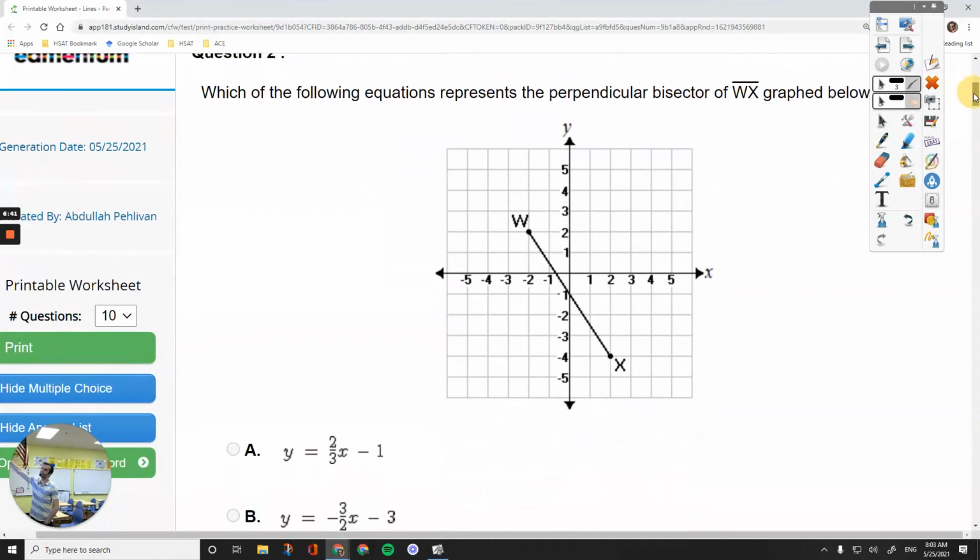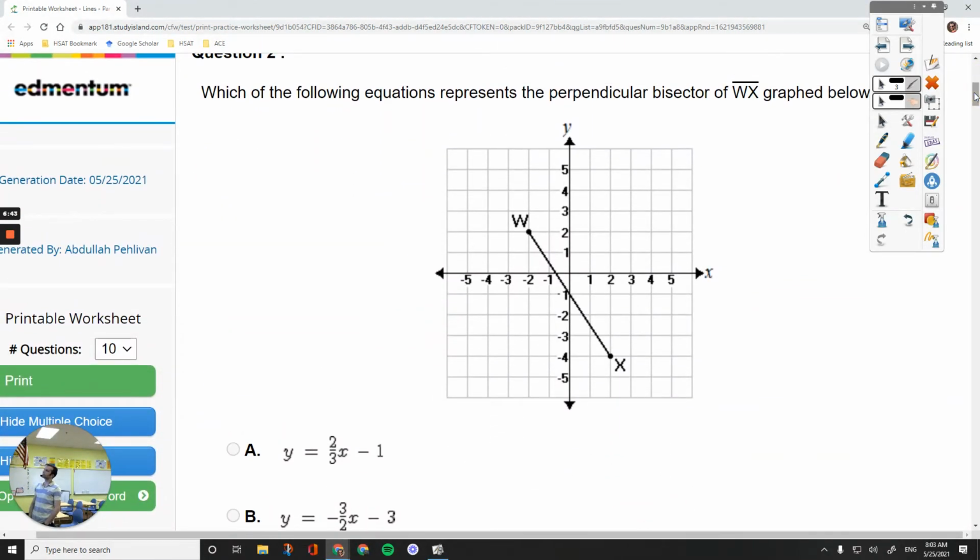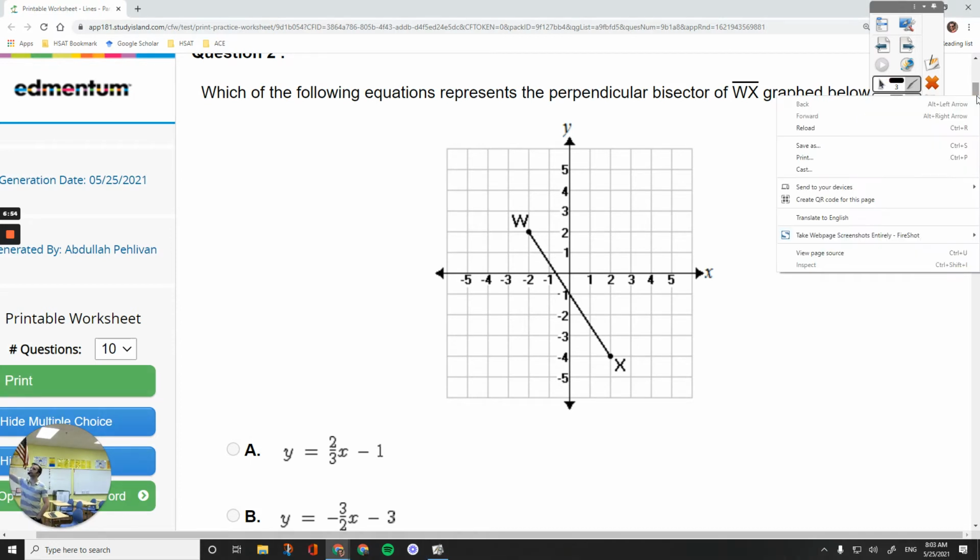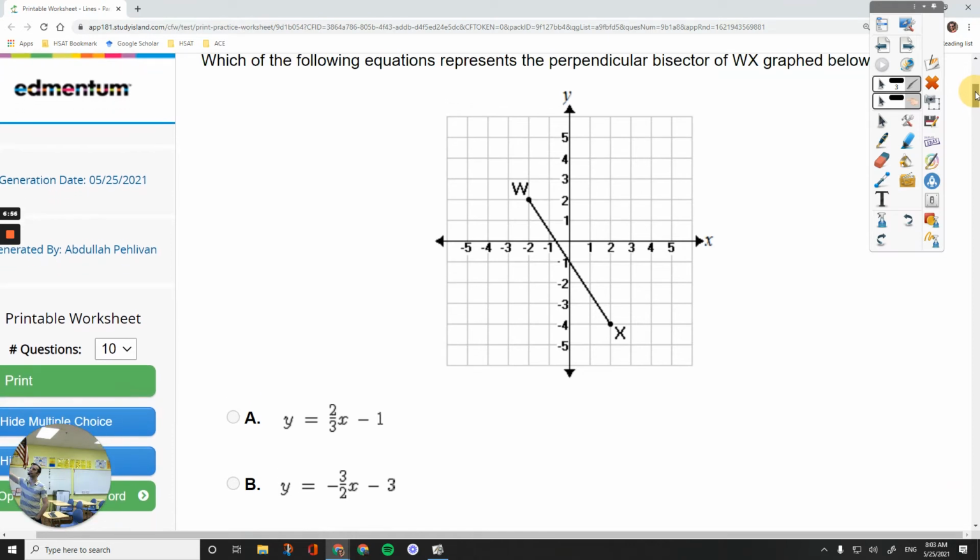So the second question. Which of the equations represent the perpendicular bisector of WX graphed below? So we are looking for the perpendicular bisector of this. Let me just scroll down a little more. Okay. So the perpendicular bisector, what does that mean?